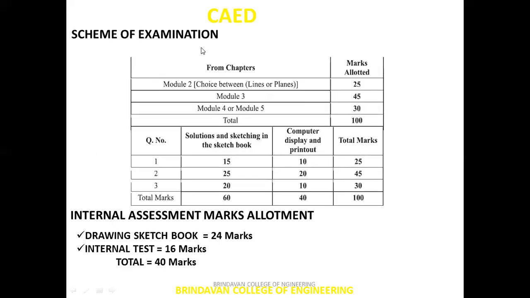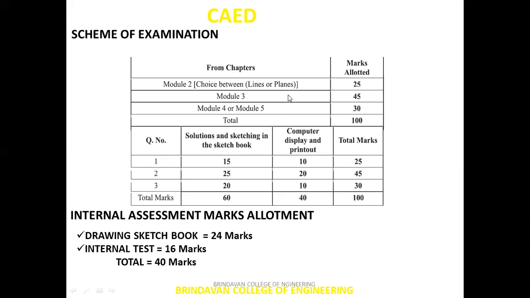Now it is the scheme of evaluation. From each of the modules, you can see module number 2 having two things here. Points are not there for exam purposes. We have only lines and planes. In this we have a choice: either we can go for lines or we can go for planes. The marks allotted are 25.